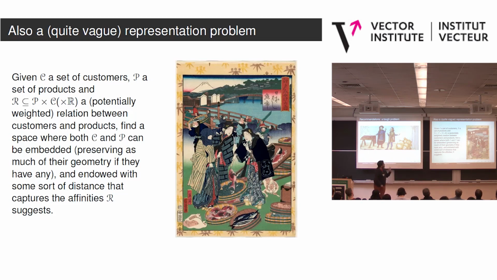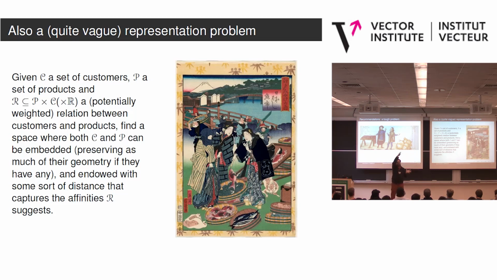Okay, so when we think about this problem internally, we think about it as some sort of representation problem. We have a set of customers and a set of products, and then we have some sort of relation between customers and products that is weighted. That says something like the number of transactions that the customers have given a certain product, or whatever. Sometimes P and C are actually kind of geometrical objects.